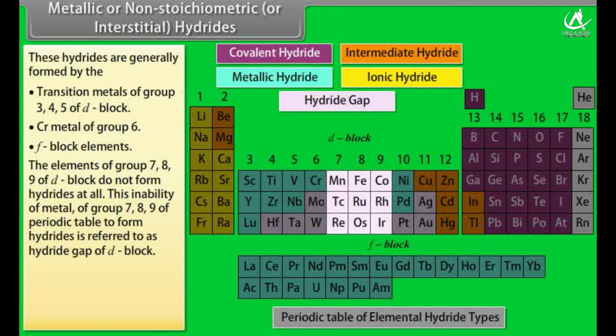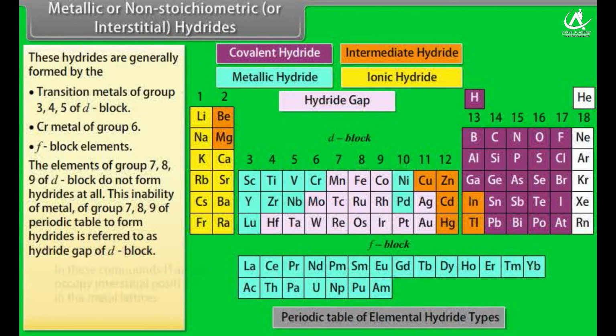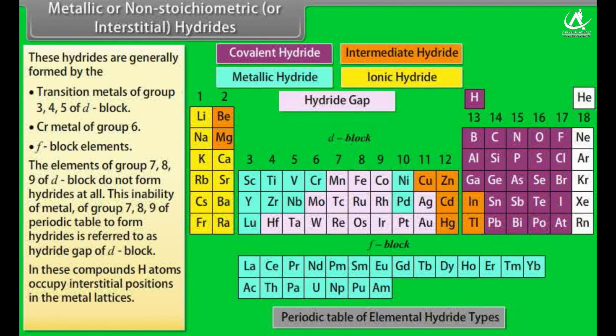This inability of metals of groups 7, 8, 9 of the periodic table to form hydrides is referred to as the hydride gap of the d-block. In these compounds, H atoms occupy interstitial positions in the metal lattices. For example, ScH2, LaH2.87.